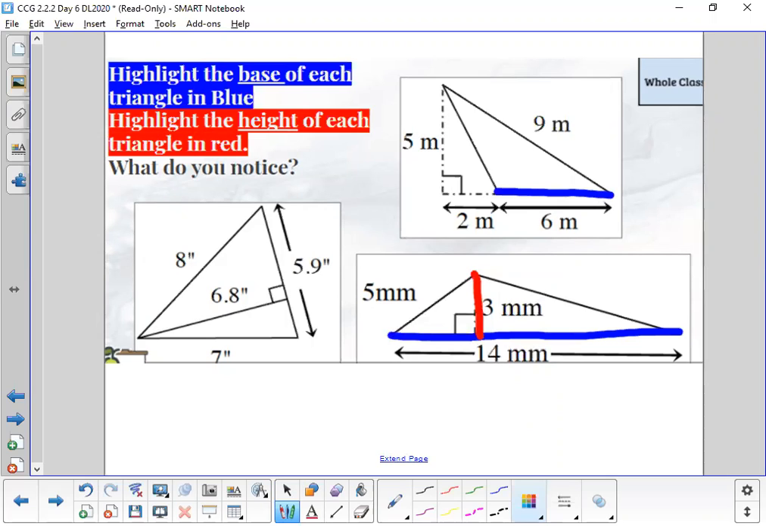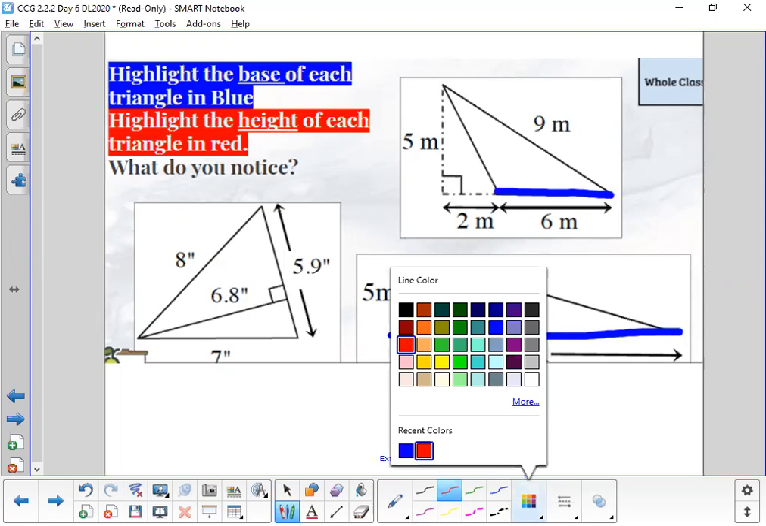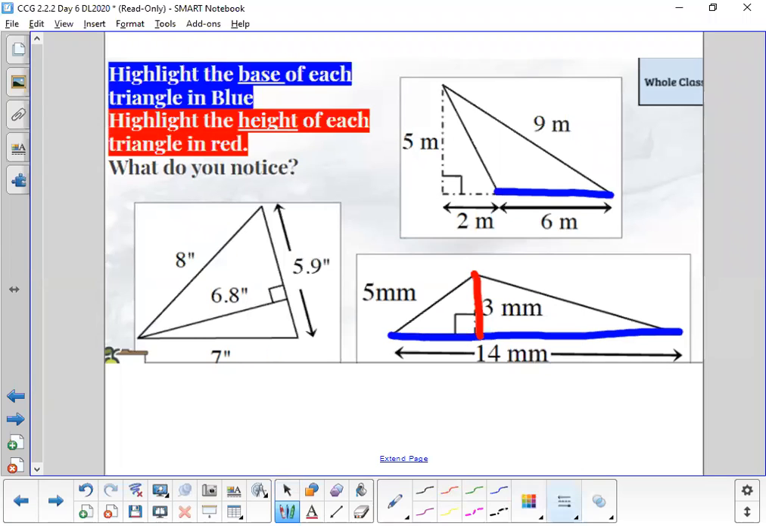So for this top right one, my base is just the 6 meter length. It doesn't go all the way to that perpendicular marking. It's just that 6 meter length. And then my height is going to be the distance from the vertex across from that base. So that's this vertex right here. And then straight down perpendicular to that base.